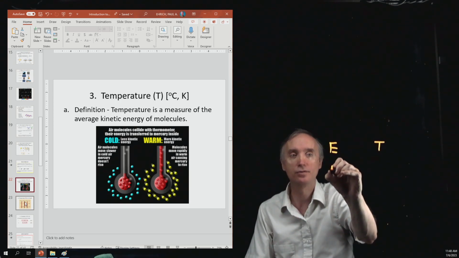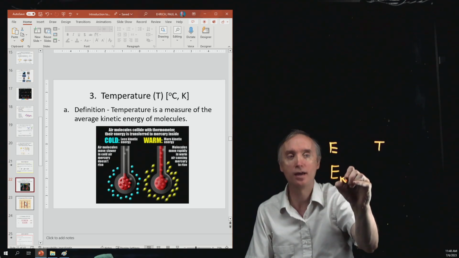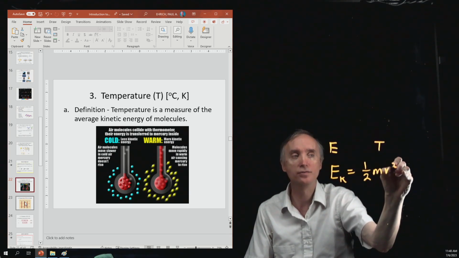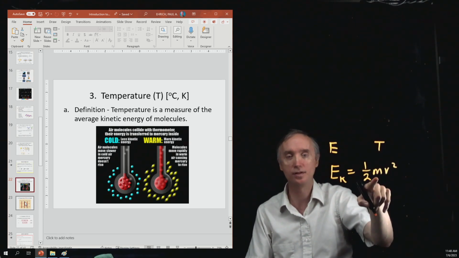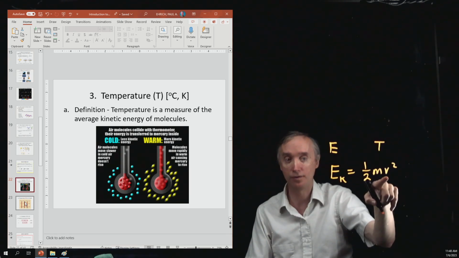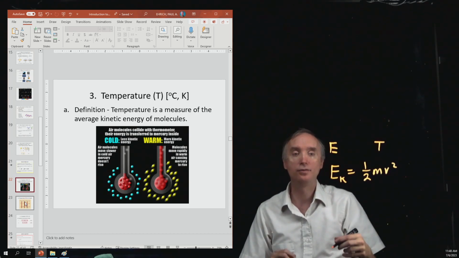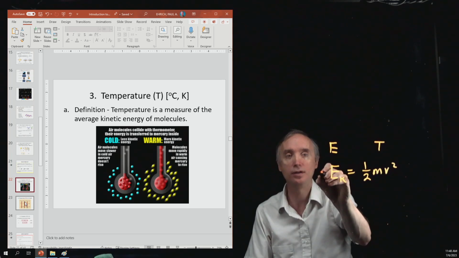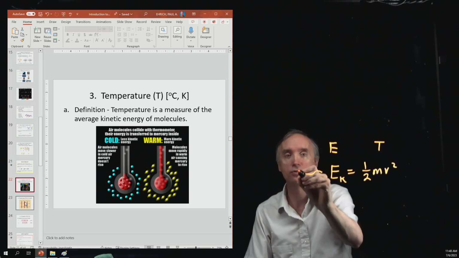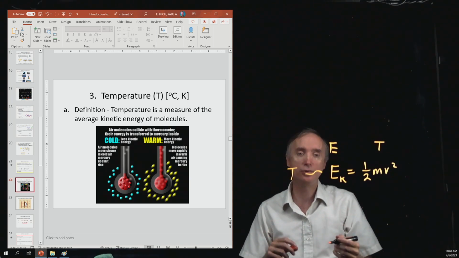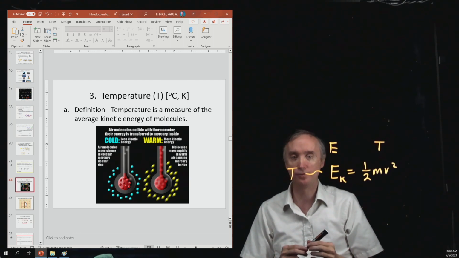Kinetic energy, E sub k, was equal to 1/2 mv squared, where m was the mass of the particle and v is the speed of the particle. So the faster a particle is moving, the more energy it's going to have. Well, this is going to be proportional to the temperature. It's not, again, going to be equal to it, but it's going to be proportional to it.